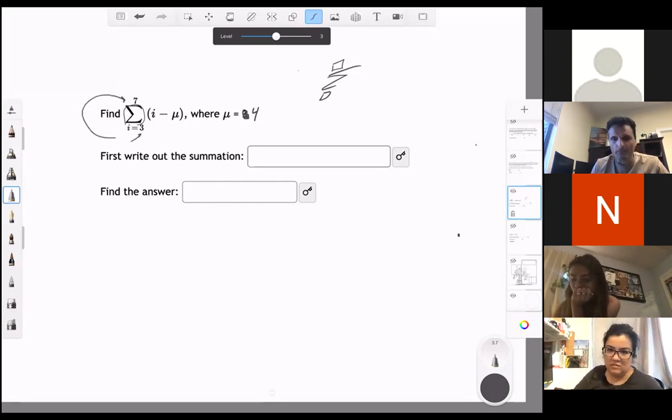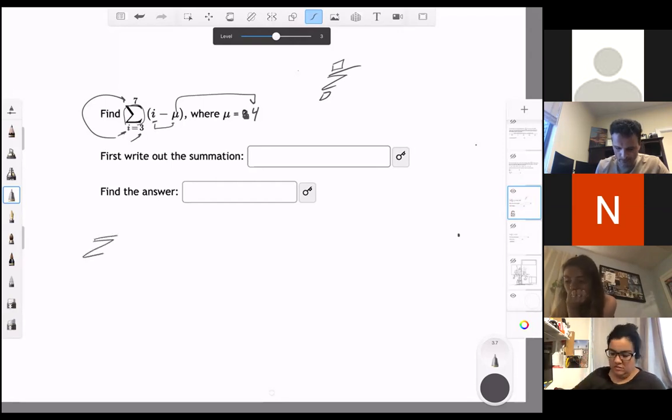Good. For which variable? We have 2 variables here. We have i and we have mu. Which one are we going to start with? i, correct? Because they said i starts from 3. Mu is fixed, it is 4. So I'm going to rewrite this as sigma, i from 3 to 7, of i minus 4.